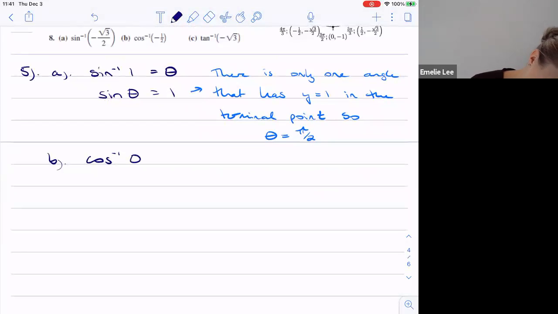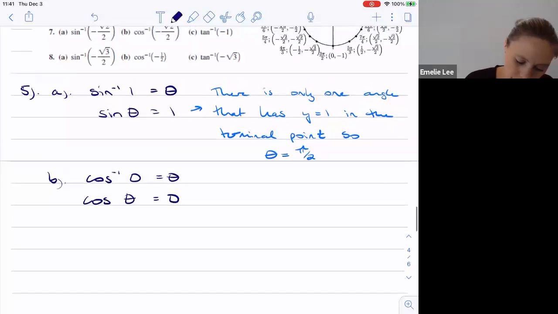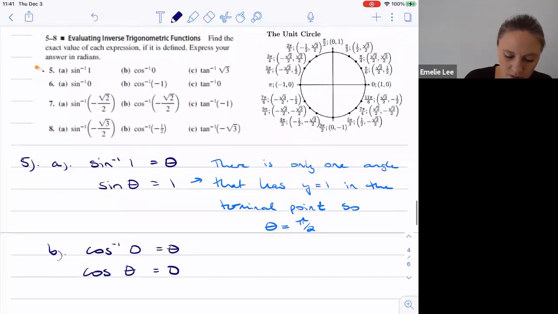Cos inverse of 0, and I'm going to say equals theta. I'm allowed to do that, and I think it makes it easier, so I encourage you to do it too. I'm going to bring this cosine over here and write cos theta is 0, right? So now on this restricted domain, I'm looking for an x value of 0. That only happens at pi over 2.